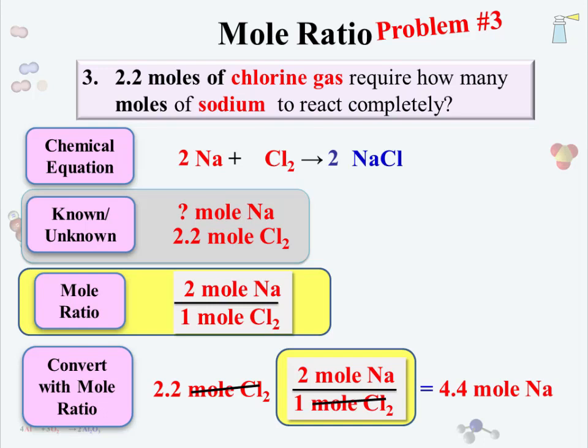It takes at least 4.4 moles of sodium to completely react with 2.2 moles of chlorine in this reaction. The central problem in stoichiometry is a conversion using the mole ratio. Be clear on how and why the mole ratio is used before moving into the other components of the stoichiometry problem, one step at a time.